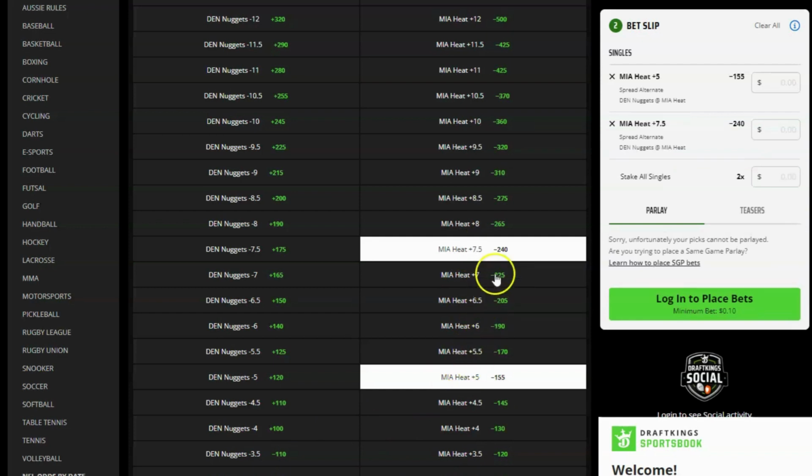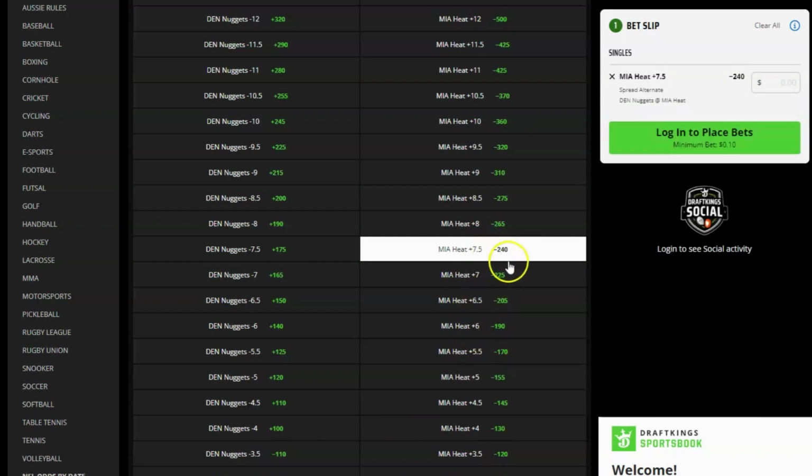Now you're going to pay a price for that. You can see here minus 240. If you took Miami plus 7.5, they would say, fine, you can take Miami plus 7.5, but it's going to be minus 240, which means a $100 bet would only return $41.66. And you can play with the numbers here as far as what you want to put in. If you want to put in $25, you'd win $10.41. You get your 25 back. There's the 10.41 profit. So that's how that works.